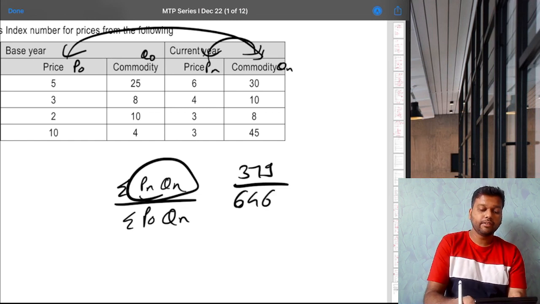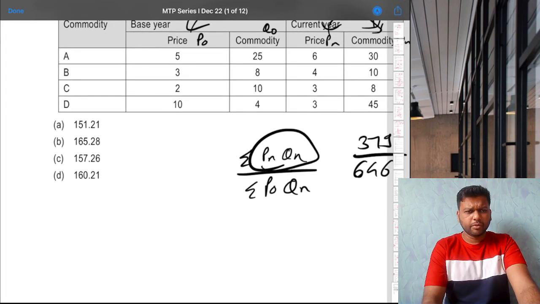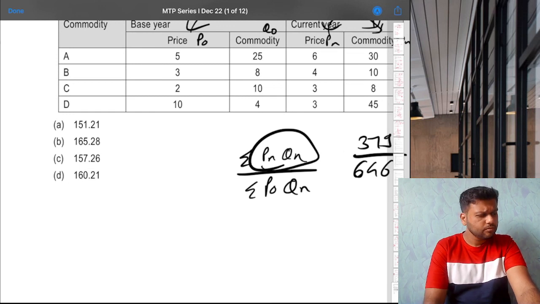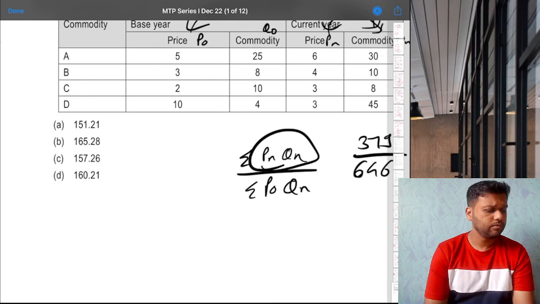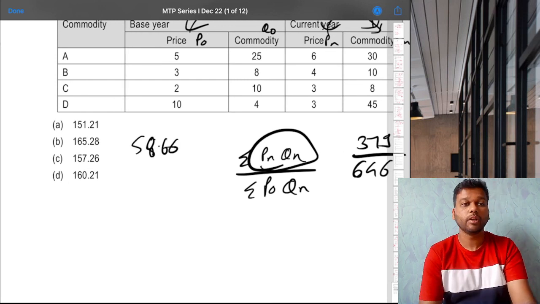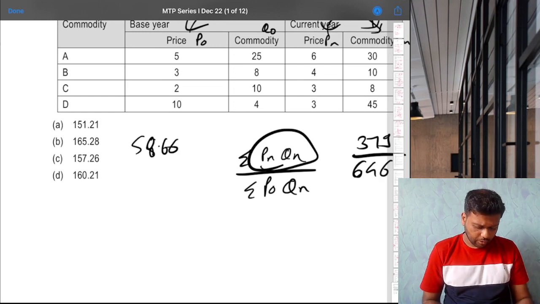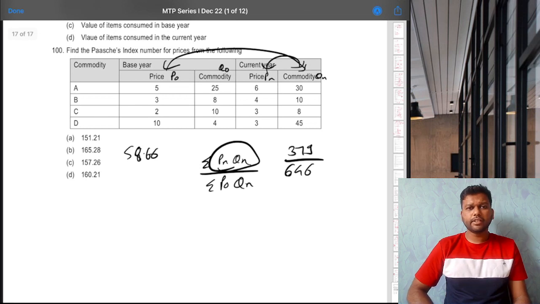So 379 by 646 is 0.5866, or if you check carefully, 58.66, which is not in the options. So yeah, 58.66 is the correct answer. Cannot do anything for that, right? Not in the options. Okay, so yeah, that's it for this question bank.